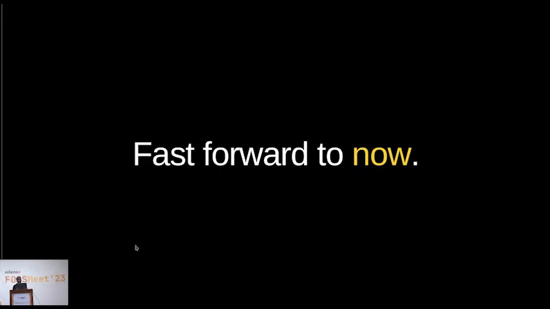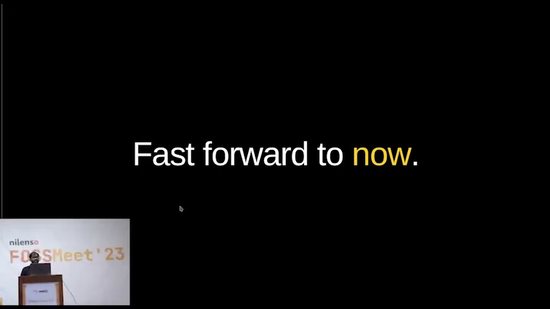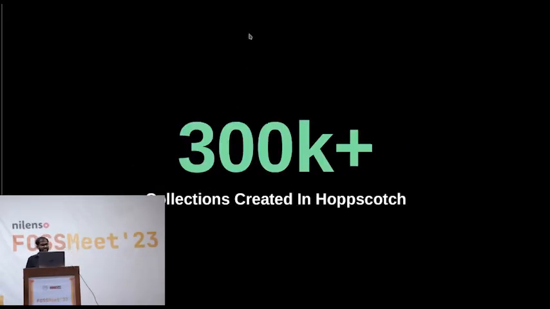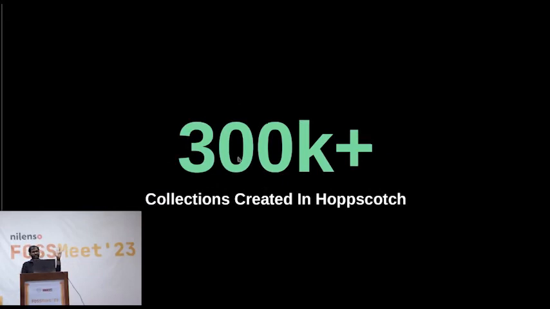But fast forward to now, I have some fancy numbers to show. We have around 300,000 plus collections created. This metric was recorded last October. I haven't checked the metrics again, because Leos usually does it, but this has changed to at least 400, 450K by this point. That was collections created and still existing in Hopscotch, by companies and others.